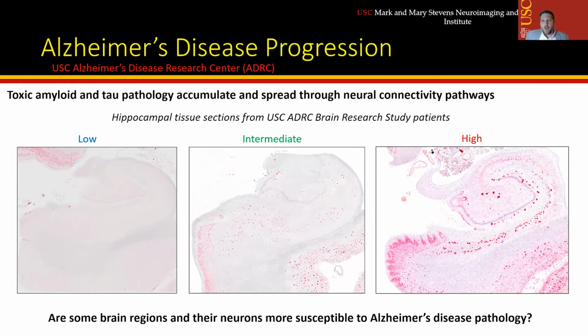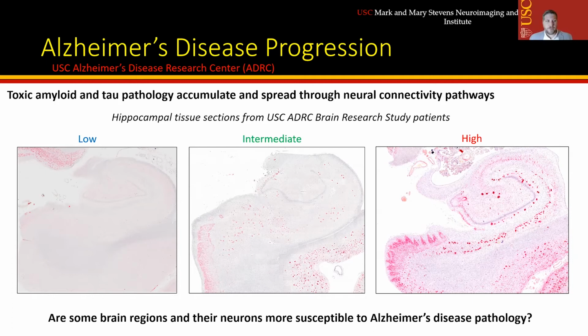However, amyloid and tau pathology don't suddenly appear everywhere in the brain. They slowly spread from brain region to brain region through these neural connectivity pathways over the course of the disease. Here you can see an example of hippocampal tissue sections from 3 ADRC brain research study patients that were diagnosed with low, intermediate, and high degrees of Alzheimer's disease. The varying distribution of amyloid pathology suggests that some brain areas and their neurons are particularly vulnerable to the amyloid toxicity, while other areas are more resilient.